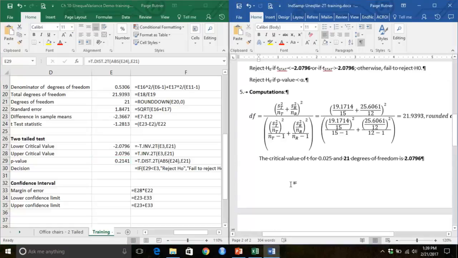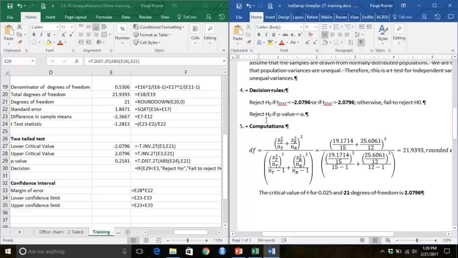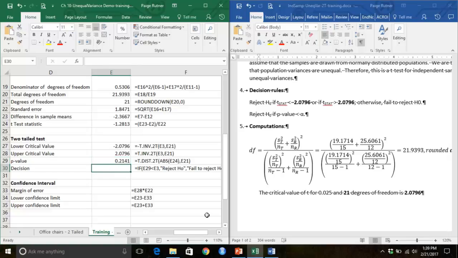And if you recall how we stated our rejection rule in terms of p-value, we'd reject the null hypothesis if we get a p-value that's less than alpha. 0.2141 is not less than alpha, and so that confirms our decision that we're not going to reject the null.